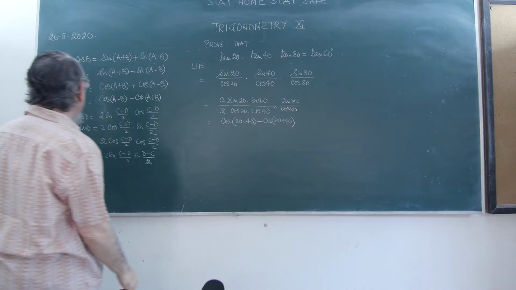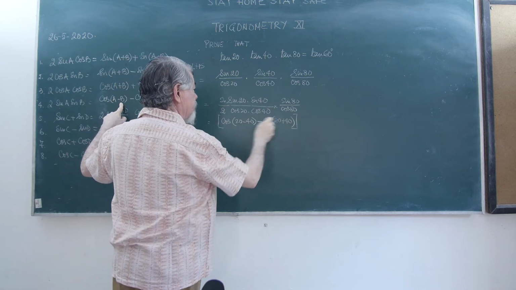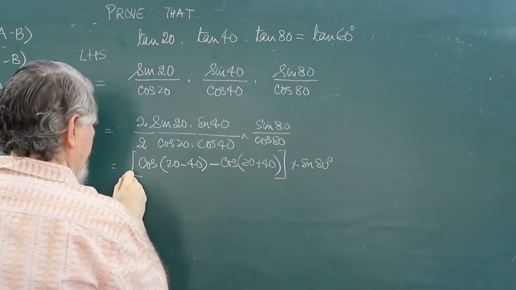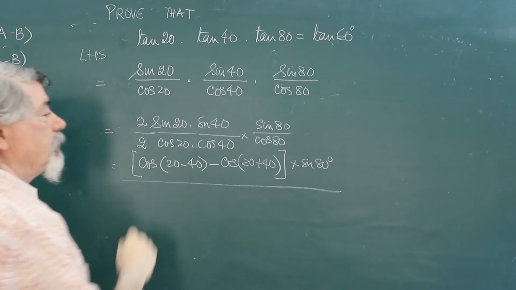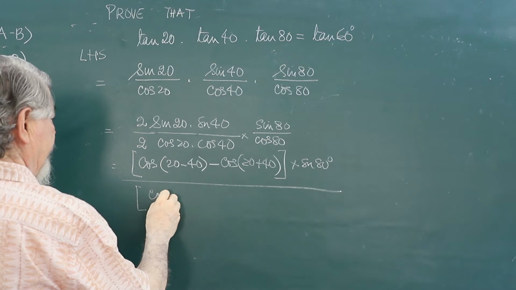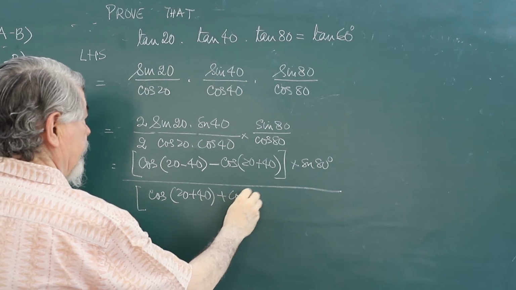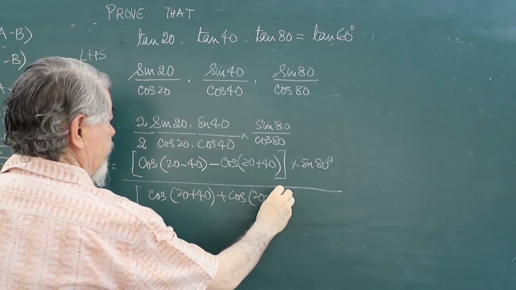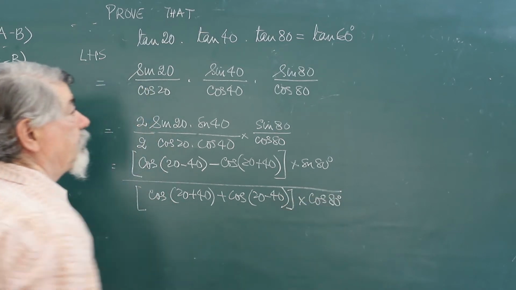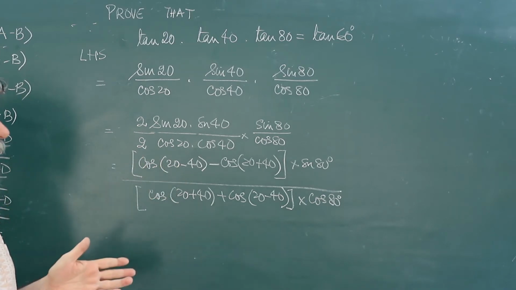Only in this formula, sine formula, first cos A minus B comes. So cos A minus B minus cos A plus B into sin 80 in the numerator, and in the denominator I have 2 cos A cos B, which will be cos A plus B plus cos A minus B into cos 80. Now cos 20 minus 40 is cos minus 20.